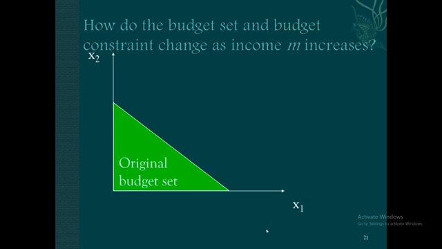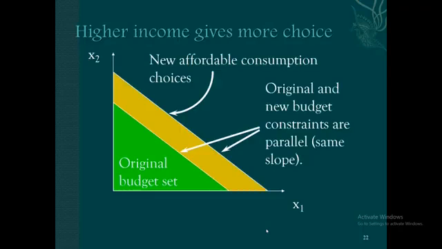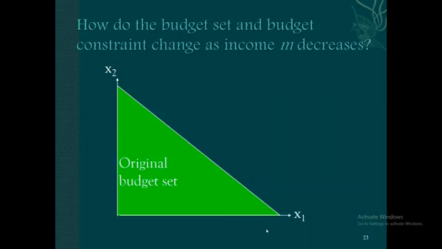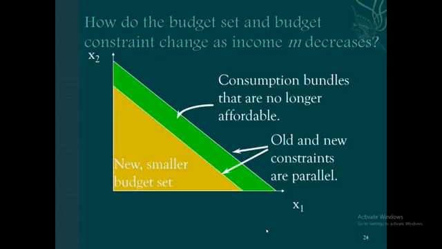How do the budget set and budget constraint change as income M increases? Now, this is a straight increase of your income from the earlier affordability to the newer affordability. The new line lets you have more X1 and more X2. So the new affordable consumption choice shows that the original and new budget constraints have parallel slopes, which tells you that the same level of transformation is there, but now you have a higher level of affordability because your income has increased. Now, an income change can also result in other forms also. So that is what we are going to discuss now.